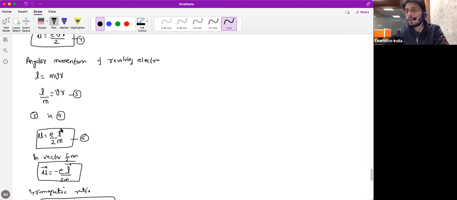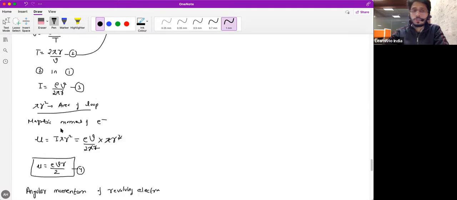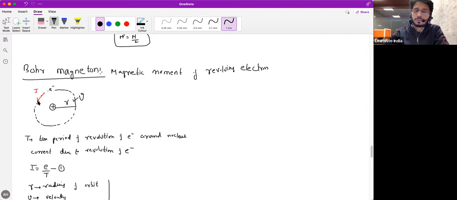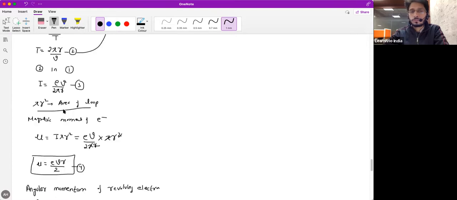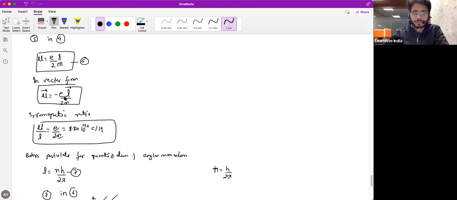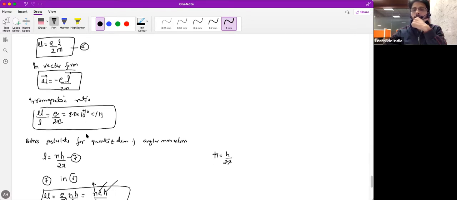Now the direction of magnetic moment and angular momentum are opposite. Current is in the opposite direction, so magnetic moment would be outwards, but your angular momentum would be inwards. So that's why I'm using a negative sign here. The next term is gyromagnetic ratio. Gyromagnetic ratio is basically the ratio of the magnetic moment associated with the revolving electron and its angular momentum. So magnetic moment is mu, angular momentum is L, so it's mu by L, which is e by 2m. It's 8.8 into 10 raised to power 10 coulomb per kg. This is the gyromagnetic ratio.